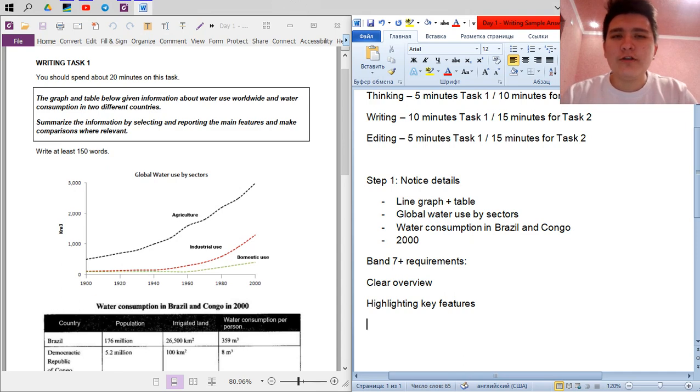And a lot of people don't understand what key features are, which is why, after closer scrutiny, I realized that your task one score is usually lower than your task two score on the real exam. And it's not because task one is difficult, but because task one involves the kind of skills that we don't get to practice on a daily basis.